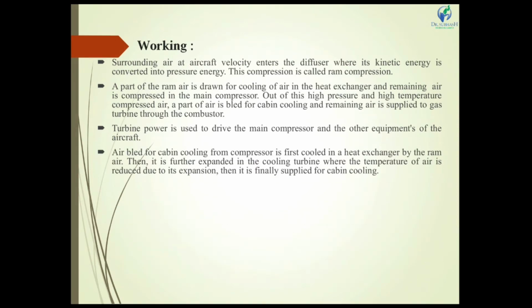The bleed of the cabin cooling compressor is first cooled in the heat exchanger by the ram air. Then it is further expanded in the cooling turbine where the temperature of the air is reduced due to its expansion. Then it is finally supplied to the cabin cooling. For a cooling turbine, we apply higher pressurized air and expand it suddenly, so it gives a cooling effect and lowers the pressure.